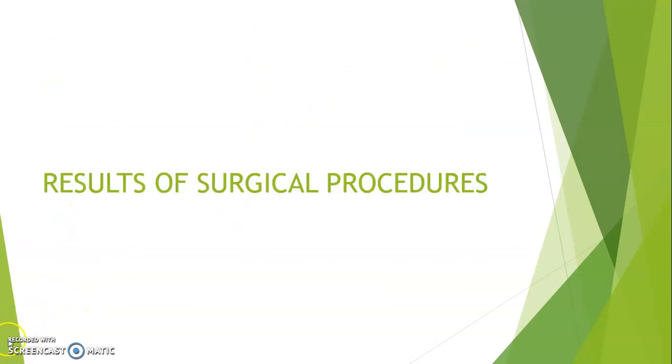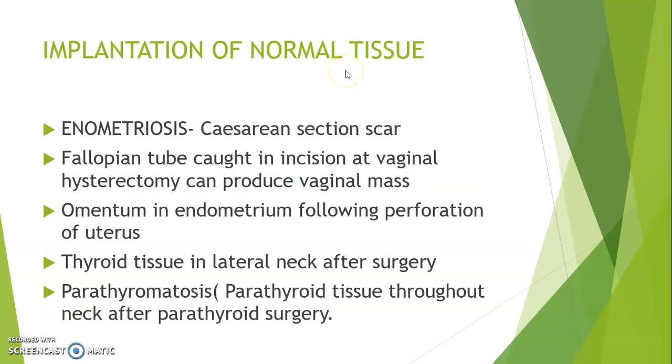Now, results of surgical procedure. Implantation of normal tissue: endometriosis can be seen in a caesarean section scar. Fallopian tube caught in incision at vaginal hysterectomy may produce vaginal masses. Omentum in endometrium following perforation of uterus, and thyroid tissue can be seen in lateral neck after surgery. Parathyromatosis, parathyroid tissue throughout the neck after parathyroid surgery. So, implantation of normal tissue is seen.